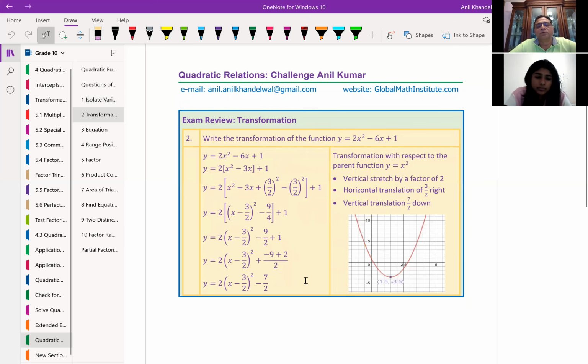Here we'll look into transformation, and again, when you do the transformation, you have to repeat the same process, that is to complete the squares. So we need to transform the function y equals 2x squared minus 6x plus 1. So Amy, now can you tell me how will you write the function to explain the transformation of this equation in standard form?